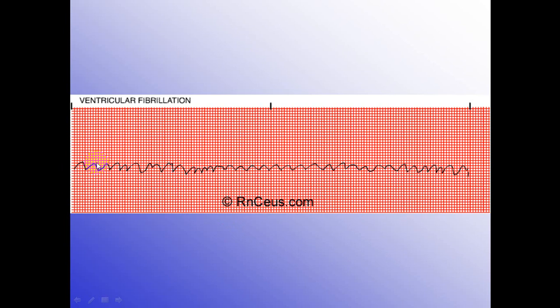Look at this, the chaos up and down. There is no QRS complex and no P-wave, and the patient is usually hemodynamically unstable, unconscious, with blood pressure zero and pulse rate zero. This is what's called ventricular fibrillation, the most serious rhythm.